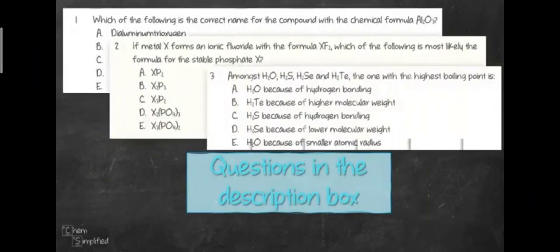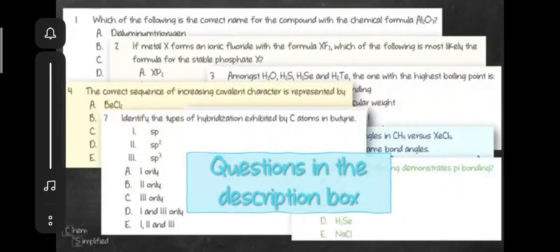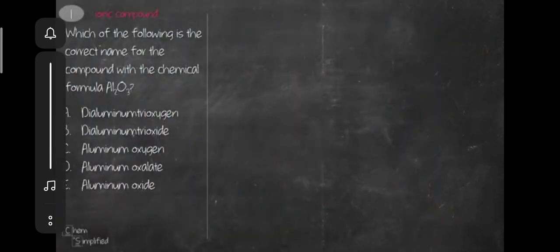10 questions on chemical bonding, can you get right in under 10 minutes? Let's find out. This question focuses on ionic compound.